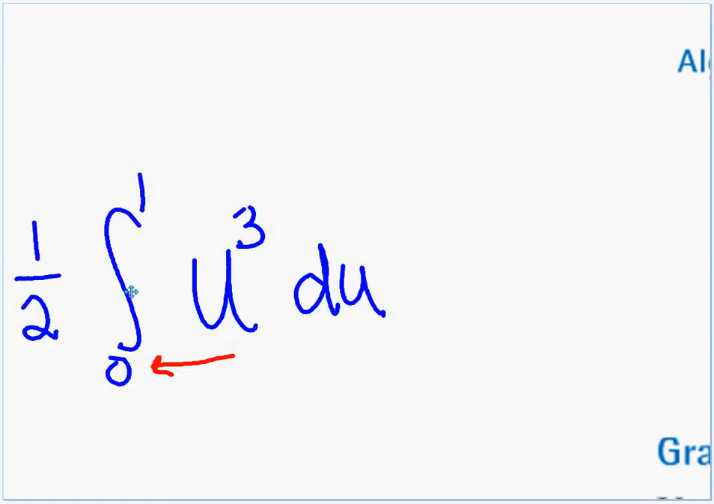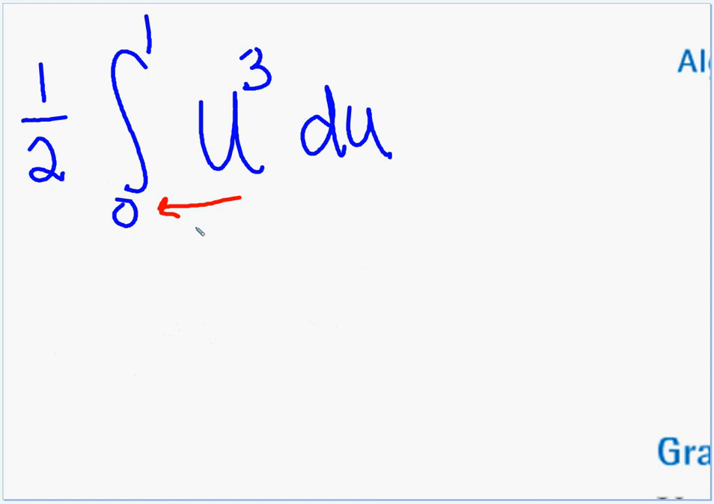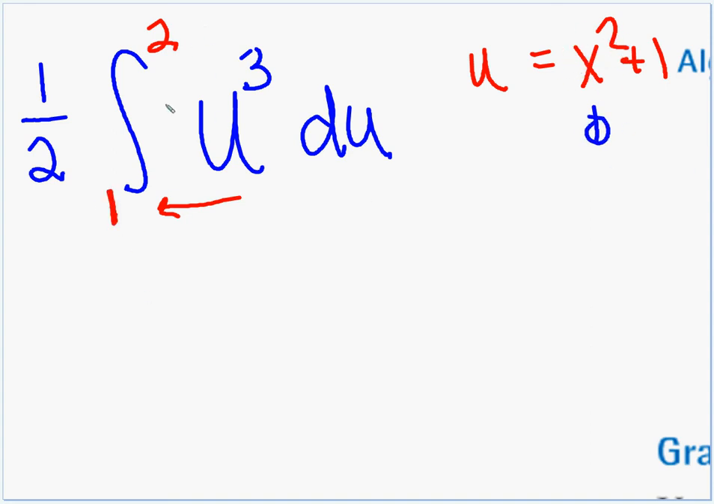So we're going to change those upper and lower limits to be in terms of u, and I erased what my original u sub was, x squared plus 1. So we let u equal x squared plus 1. I'm going to take the old upper limit of 1 and plug it in for x. So 1 squared plus 1 is 2. My new upper limit is 2. If I take my old limit of 0 and plug it in for x, 0 squared plus 1 is 1. Now my upper and lower limits are in terms of u's. So we can anti-derive and evaluate without ever switching back.